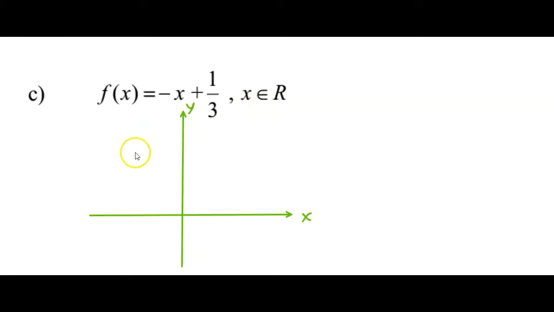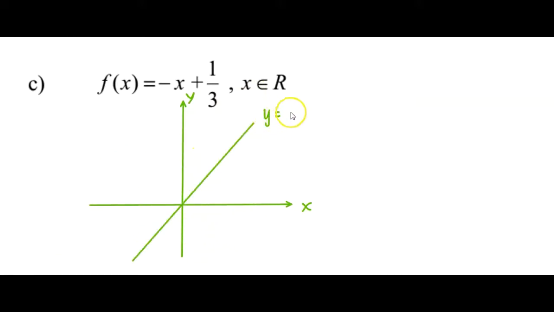First, you prepare with your axis, x-axis and y-axis. And we start from our basic function, that is y equals x. From the y equals x, I'm going to sketch y equals negative x first. We just focus on y equals negative x.